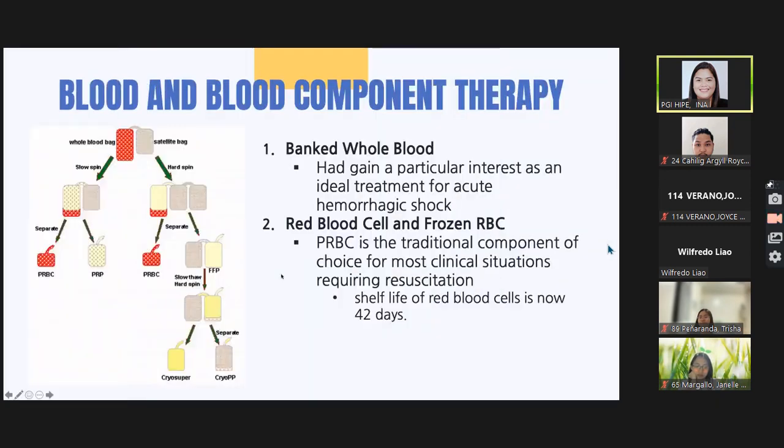Thank you. So, we have the bank whole blood. This had gained a particular interest as an ideal treatment for acute hemorrhagic shock. We also have the red blood cell and frozen RBC. So PRBC or packed RBC is the traditional component of choice for most clinical situations requiring resuscitation. The shelf life of red blood cells is now 42 days. The frozen or cryopreserved red blood cells have a shelf life of 10 years at negative 80 degrees Celsius with improved cellular viability and maintenance of ATP and 2,3-DPG concentrations. Cryopreserved red blood cells require a thawing and preparation period of about 90 minutes, limiting immediate availability for emergencies. So these are the first two.